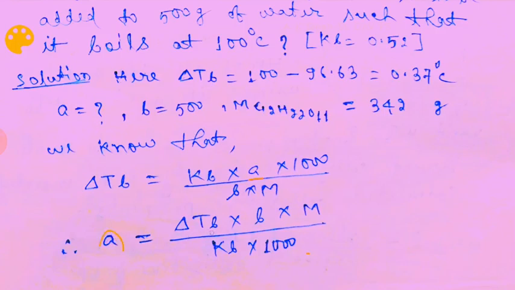Del Tb, molar elevation constant, value is given. B, mass of solvent, means water. M, molar mass of sucrose. Kb is constant and 1000 is given. Del Tb is elevation, it is the increase in boiling point, means elevation of boiling point.